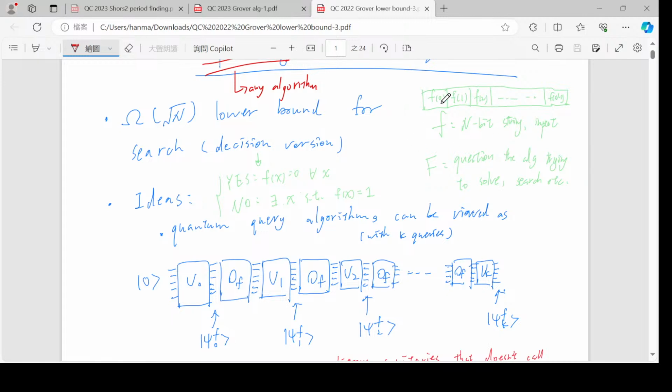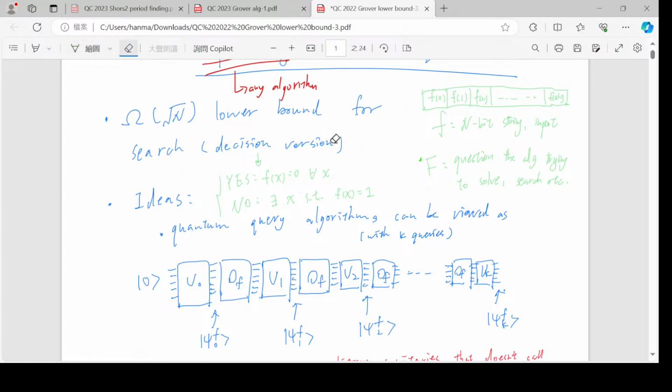So we have a small f, that's the input to our problem. Our problem is this search, and we also have this big F. Big F is the search problem here. Small f is this truth table, and the big F is the problem we actually want to solve, which is search. It's ugly.